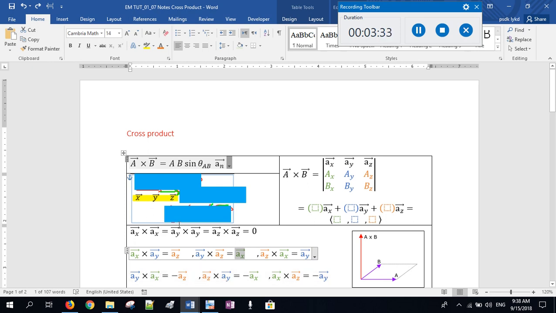AZ cross AY will give minus AX. AX cross AZ will give minus AY.